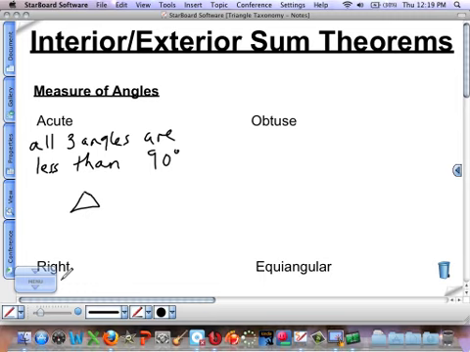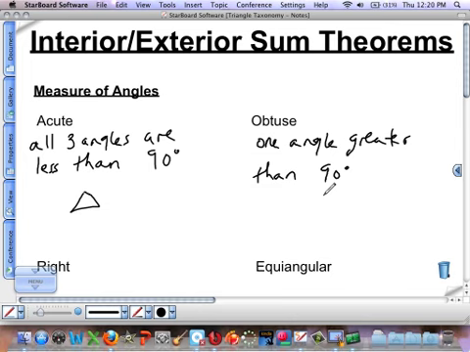Sam? Their angles are more than 90. Sam, I want you to think that statement through a little more. Taylor? One angle is above 90. So the triangle that has one angle greater than 90 degrees. Okay, this is where we need to actually stop and have a discussion.